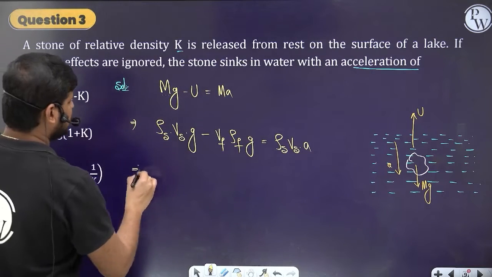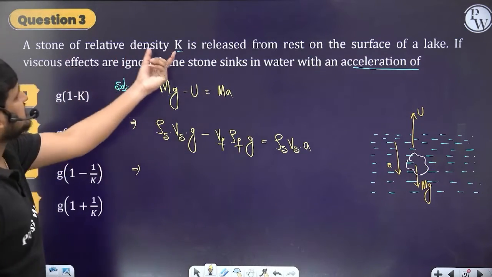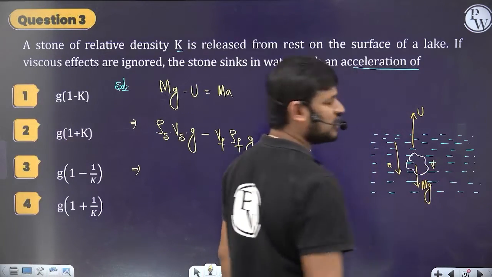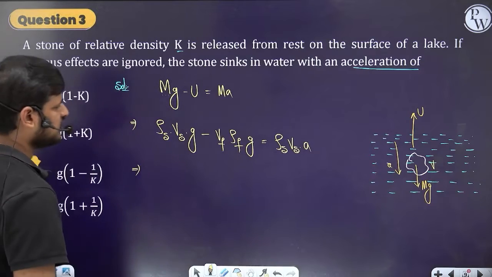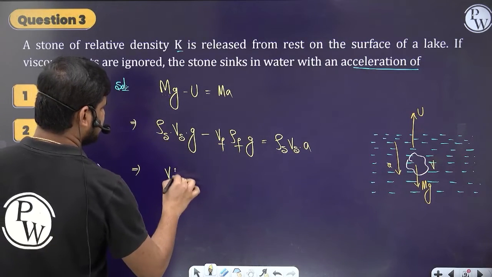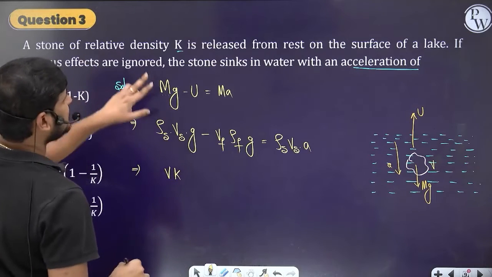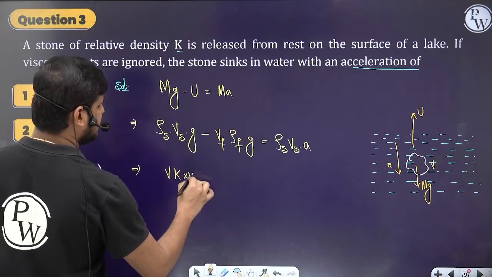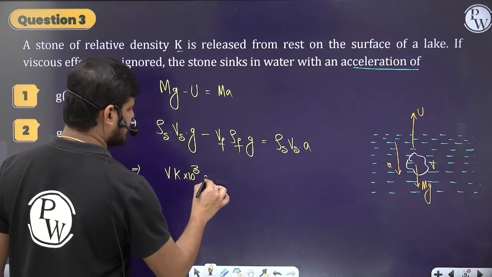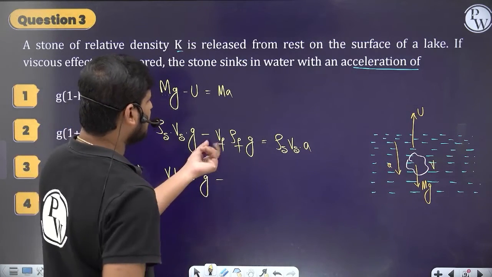Now, they are saying the relative density is k, so let its volume be v. We don't know what the volume is, so let the volume of this one be v and the density is k. So let's write relative density. Let's take it in 10 to the power 3 kg per meter cube, into g, minus the volume of the fluid.